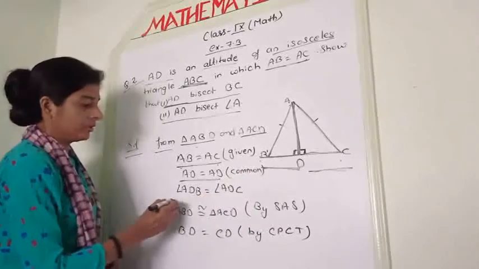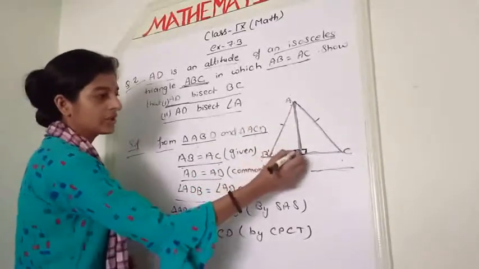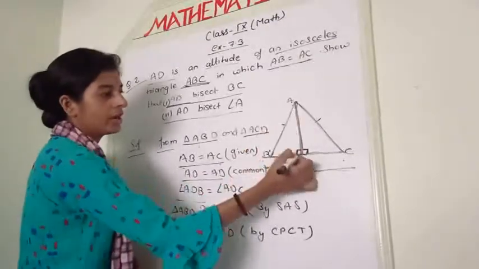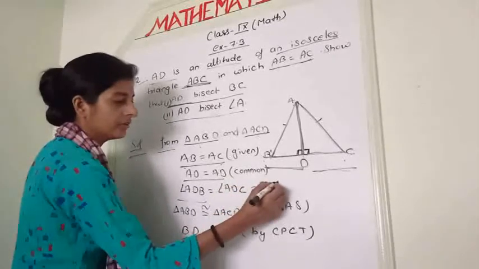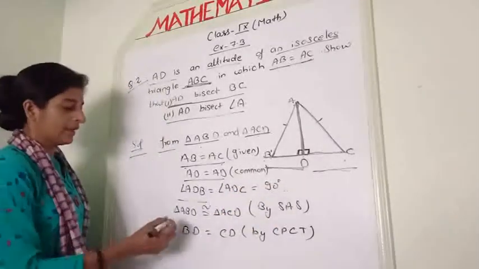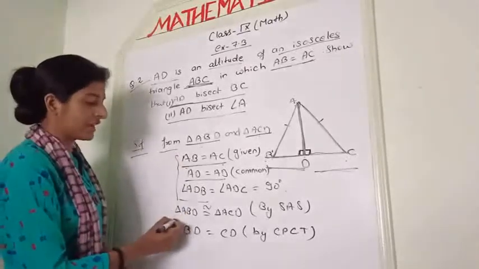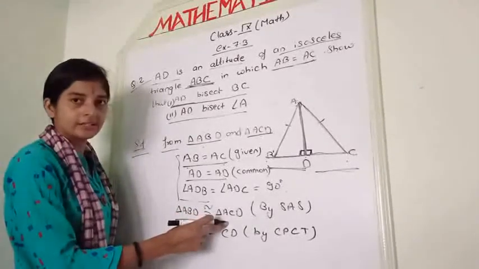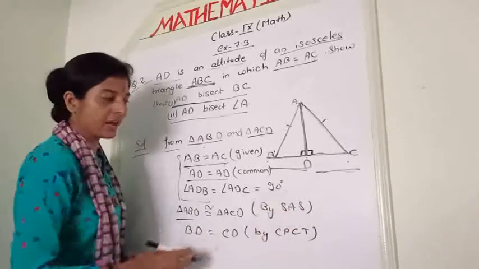Now the third part is angle ADB. This one is 90 degrees. And we can see from this triangle also that angle ADC is 90 degrees. So these are equal to 90 degrees. Okay, now we have fulfilled three conditions. So we can write that triangle ABD is congruent to triangle ACD by the criteria SAS, side angle side.